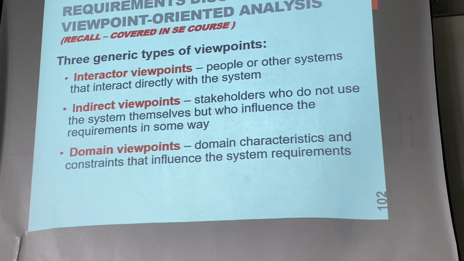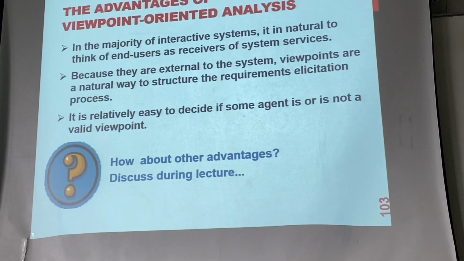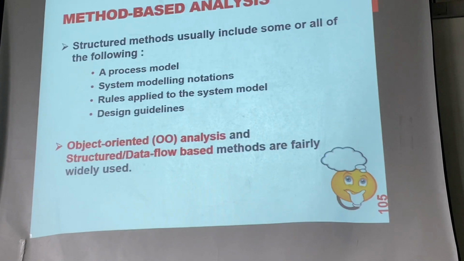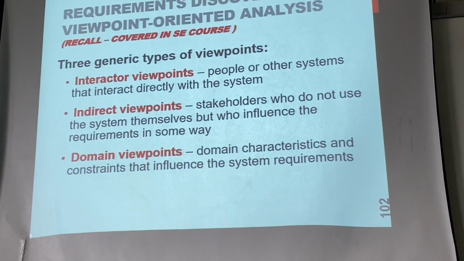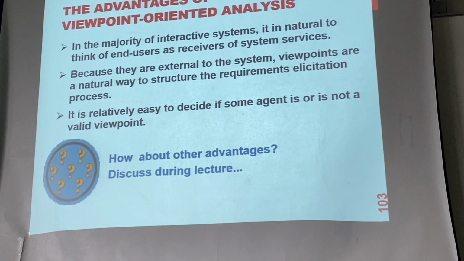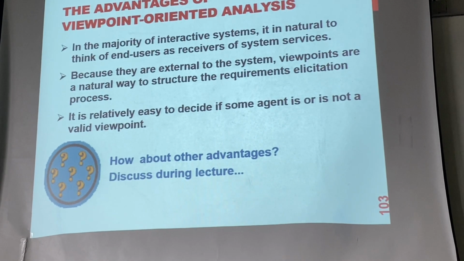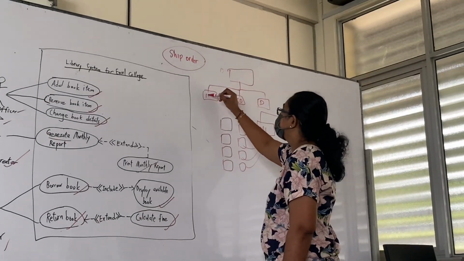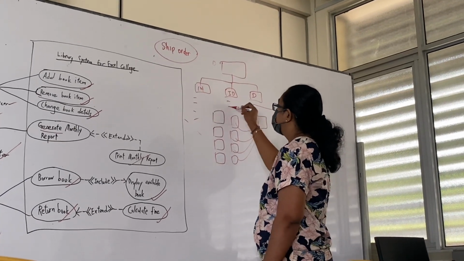Then produce the diagram. I didn't put any example here, but you know how to draw the diagram, right? You have the viewpoint here, all viewpoints, and then you have the 3 categories: interactor, indirect, domain. Then you list down all the viewpoints.